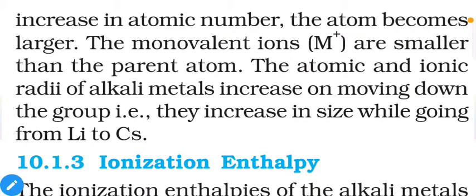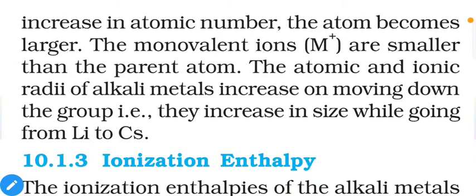So all the S block elements are largest in their respective periods, and with increasing atomic number the atom becomes larger. That means we are talking about the first group elements. With increasing atomic number, that means we are moving from top to bottom in the group, sizes will increase with increasing orbits. So the monovalent ions are smaller than the parent atom because they are losing an electron. As we can see, they are producing M plus ions. So if electrons are removed, then sizes will reduce, and if electrons are added, then sizes will increase.